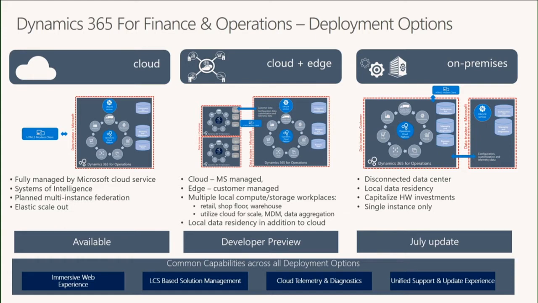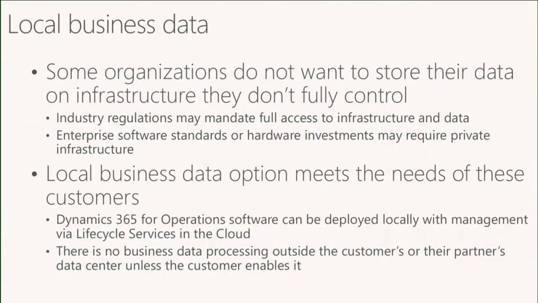In July, with the July update, we released the first version of local business data and on-premises, and we'll go into a lot more detail about that. Also in July, we released a developer preview of Cloud and Edge. And Cloud and Edge will, for the foreseeable future, remain as a developer preview, because as I mentioned, there's quite a bit of rework we need to do on the app side. We need ISVs to be able to also uptake and sort of hybrid enable their solutions. So with that, let's go into a little more detail.